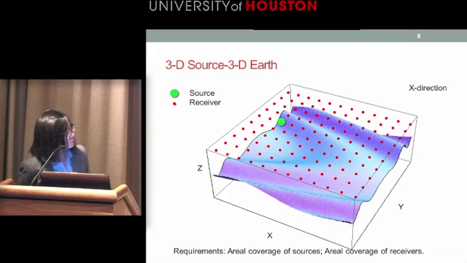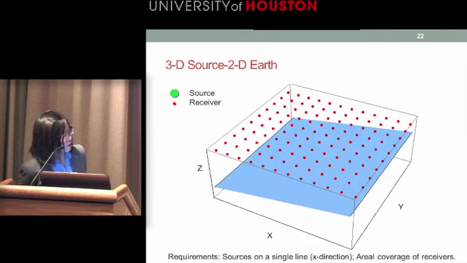And if you have a 2D Earth, our algorithm requires the shots along the direction perpendicular to the direction in which the property doesn't vary. So you have to have sources on a single line along the x direction, here defined as the x direction. Usually people call it the inline direction, and the area coverage of receivers.